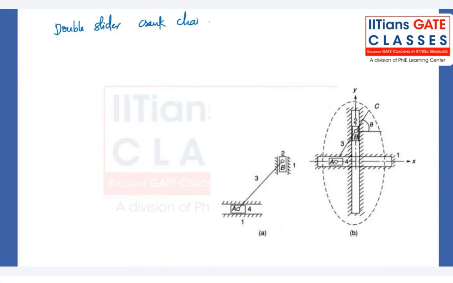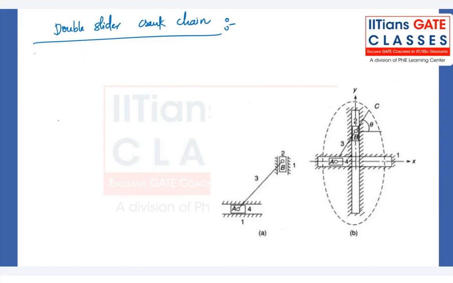Okay, in double slider crank chain, we have 2 sliders here. If you take a 4-bar chain and you replace 2 turning pairs with sliding pairs, then we call it a double slider crank chain mechanism, and it will look something like this. So this is the first inversion.